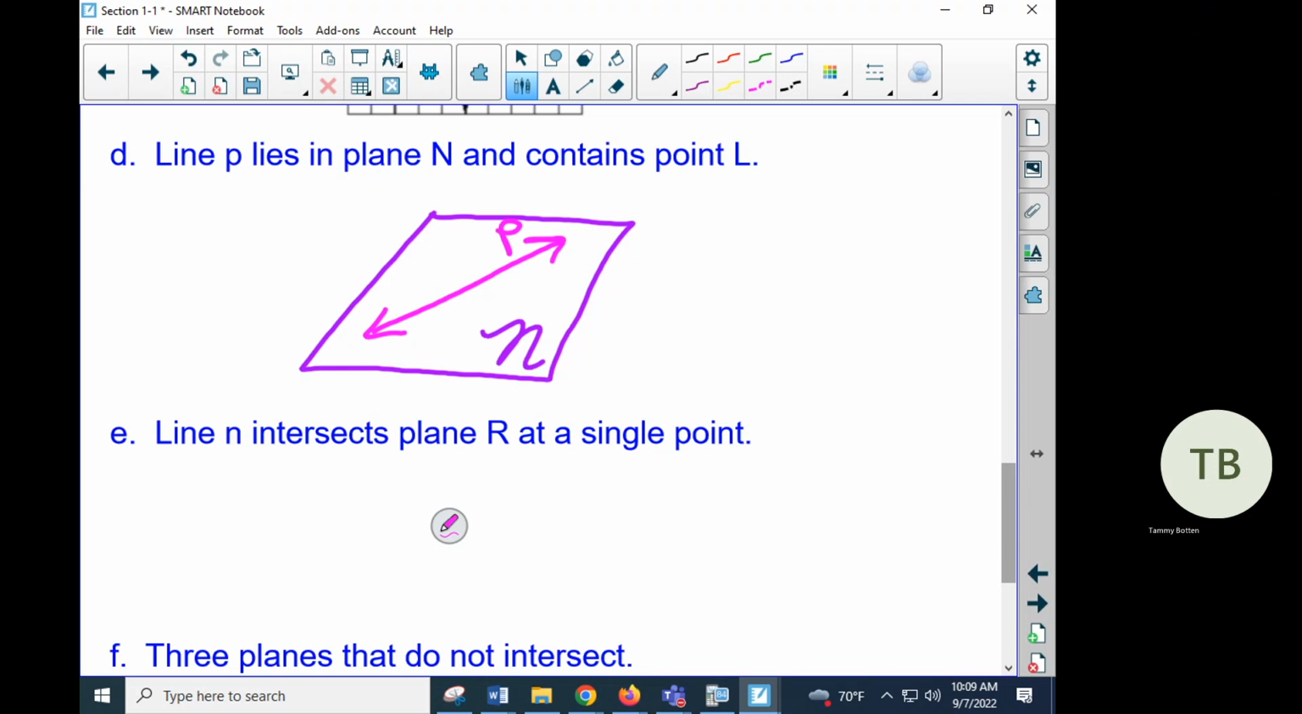Now, if you read this again, it says line P lies in plane N and line P contains point L. So where would I put point L?